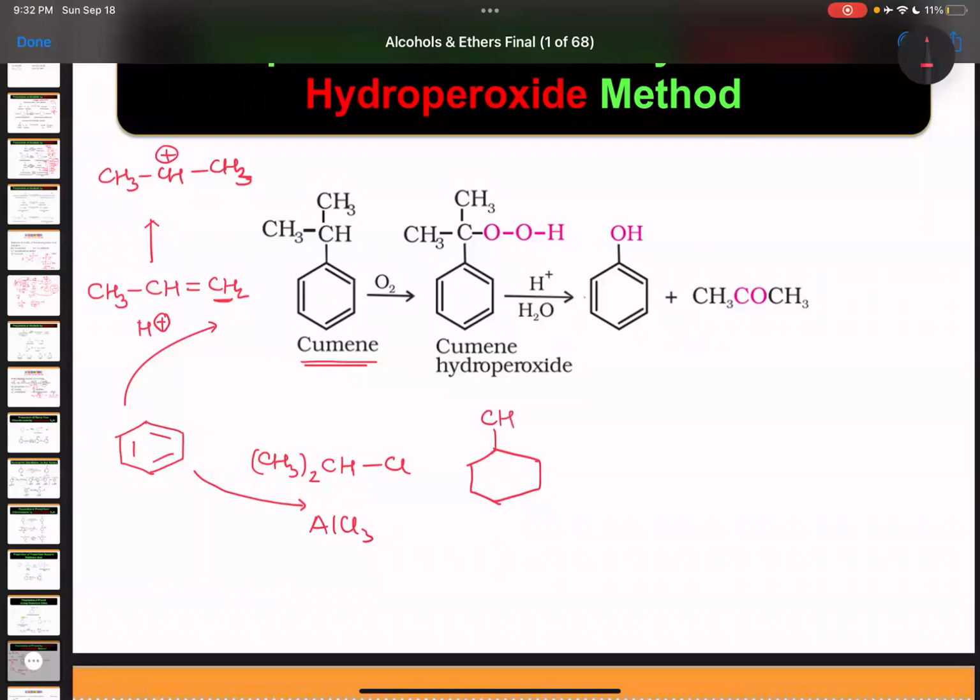Cumene, you treat it with what? Tell me. You treat it with oxygen in the presence of heat and light. So actually, this hydrogen is very reactive. This hydrogen will be abstracted, the benzylic hydrogen, and you will have OOH connected. Okay, this is cumene hydroperoxide.